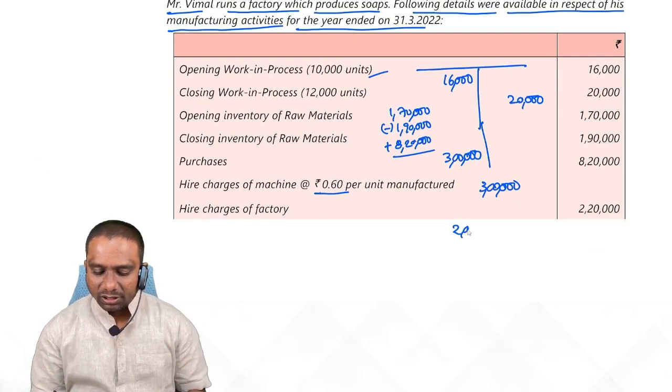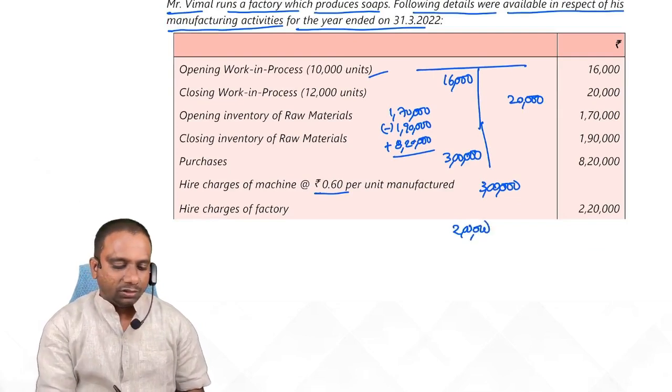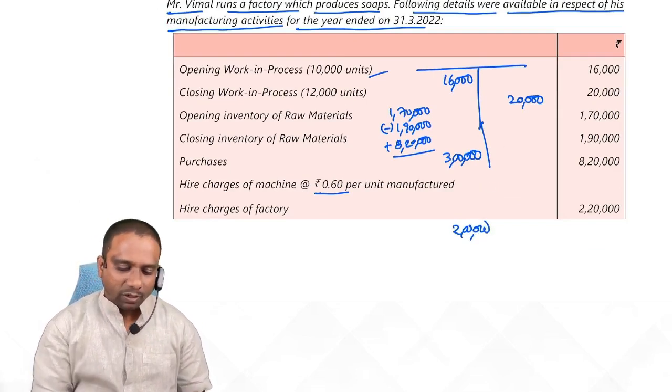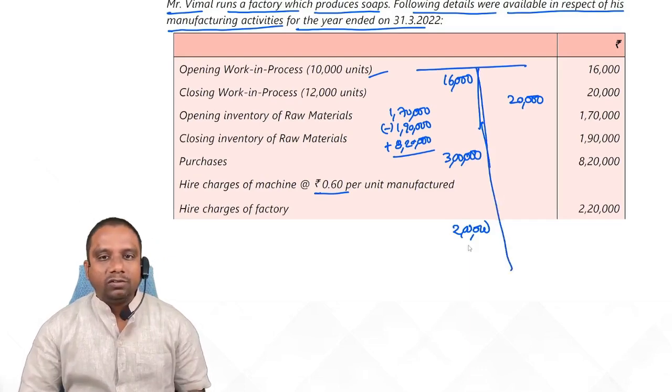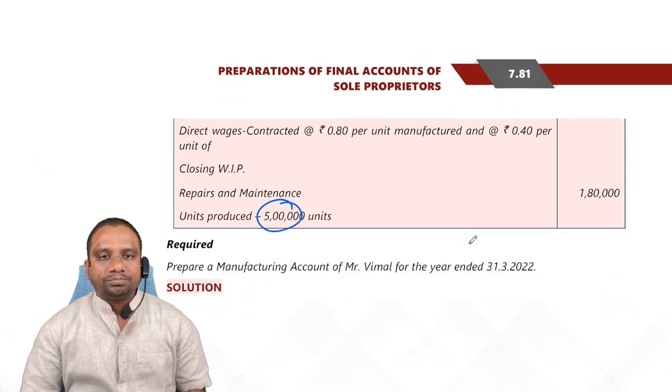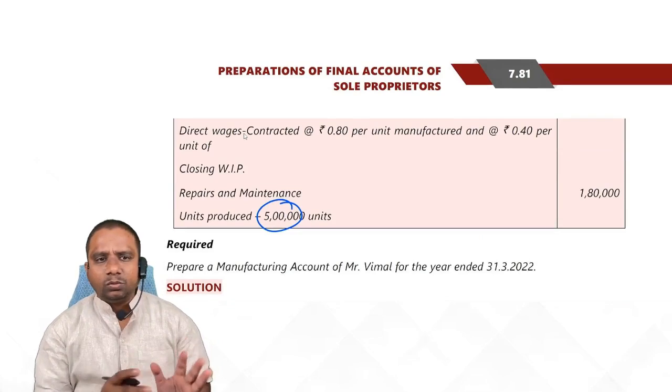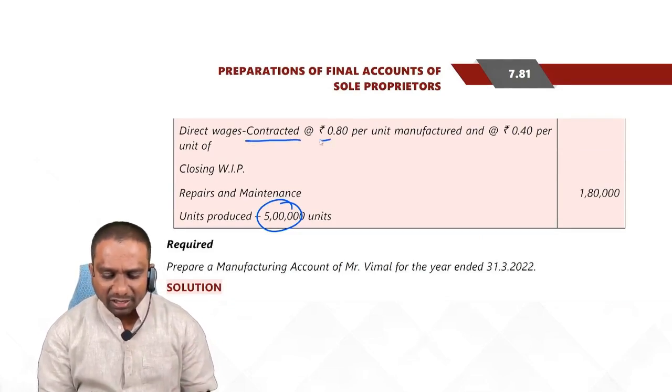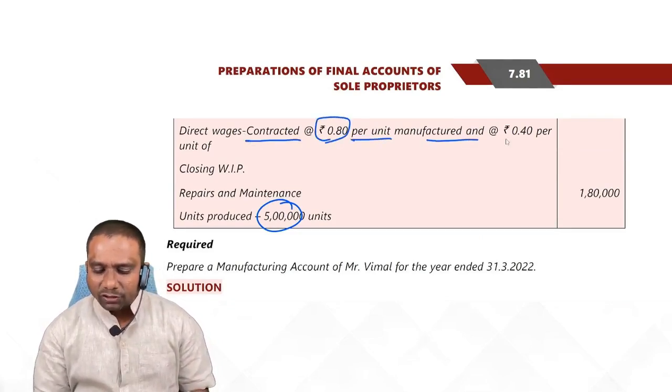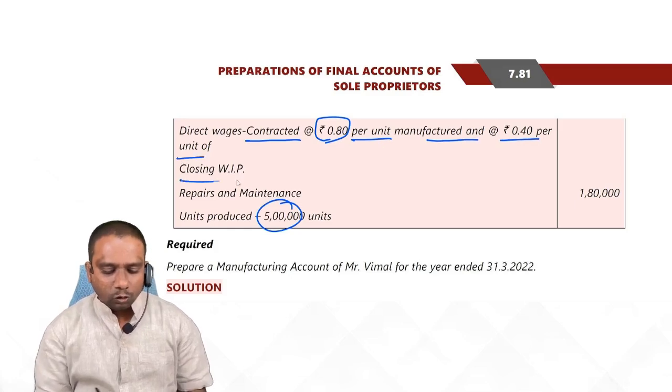This is also treated as expense. Debit to manufacturing account. Next one, direct wages calculation, important here. Direct wages contracted at 80 paisa per unit manufactured and 40 paisa per unit of closing work in progress.